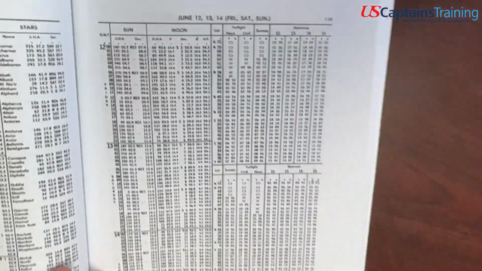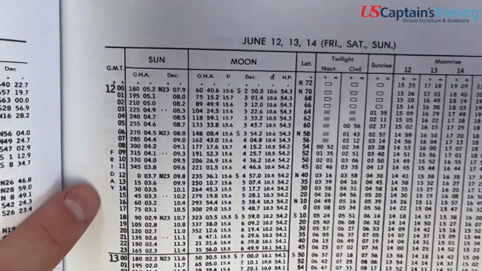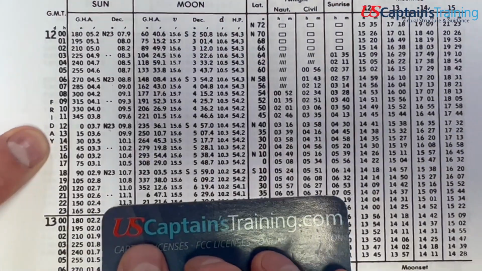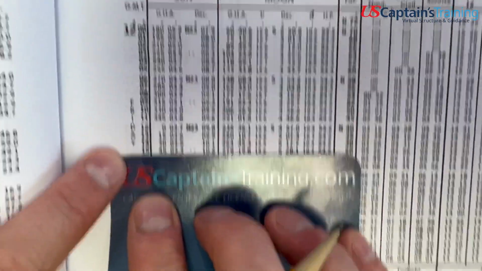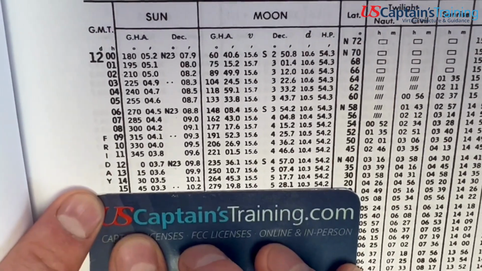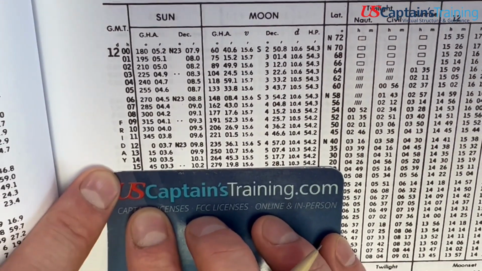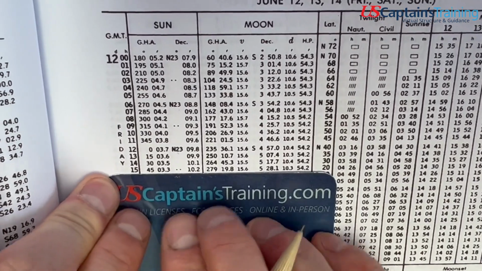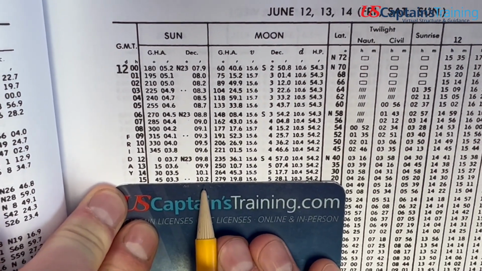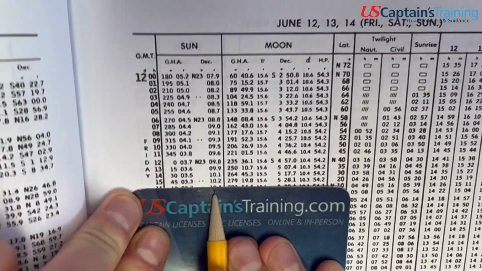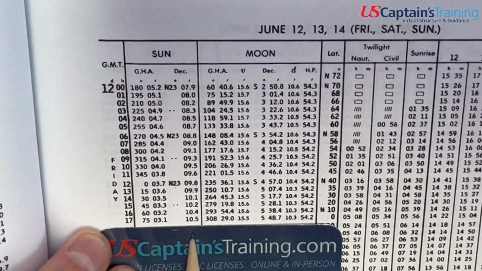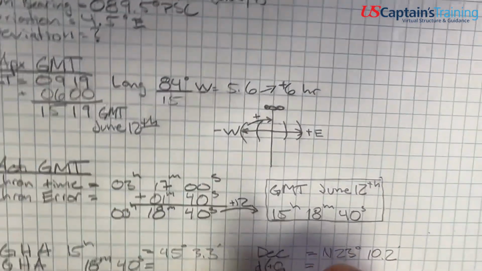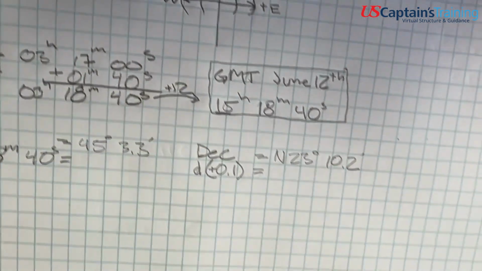Let's figure that out. So we're on the 12th for 15, 45, 3.3, north 23, 10.2. Okay, just double checking. You don't want to get this stuff wrong this early in the problem. And if we go down to the next hour, it's going up, 10.4. So we add this D correction of 0.1. So that's the D value.